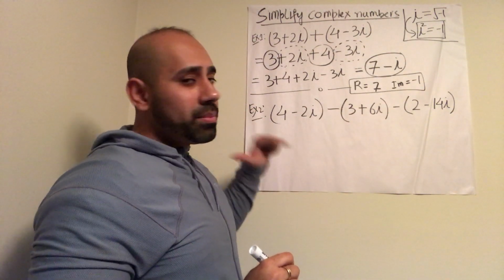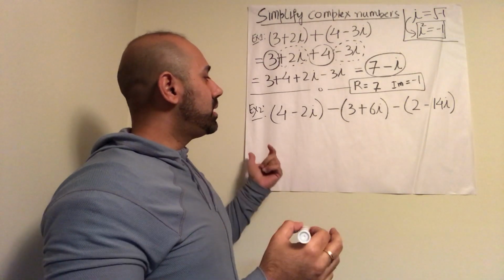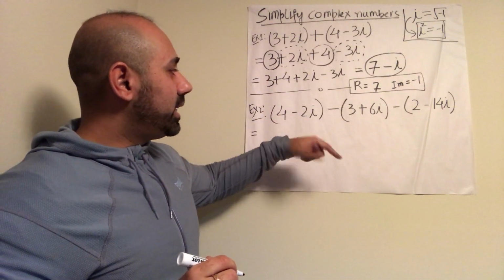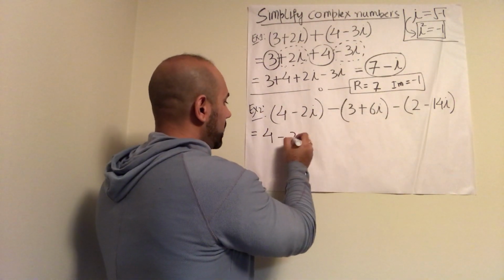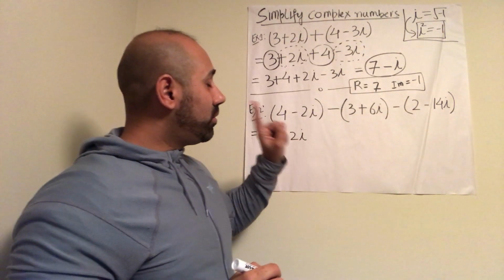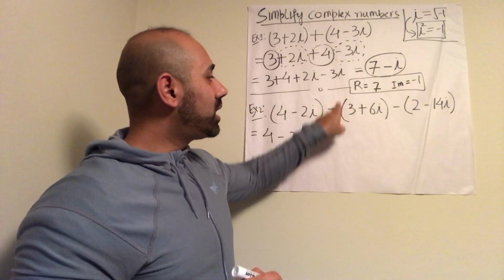Whether we are adding them or subtracting them, the first step is still going to be the same. We are going to try to get rid of the parentheses. So I can simply write the second step by getting rid of the parentheses. For the first one, I simply am left with 4 minus 2i. But for the second two pieces, you have to be careful because there's a negative outside the parentheses.